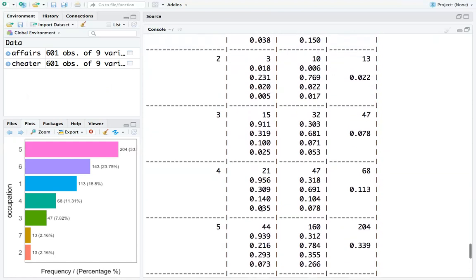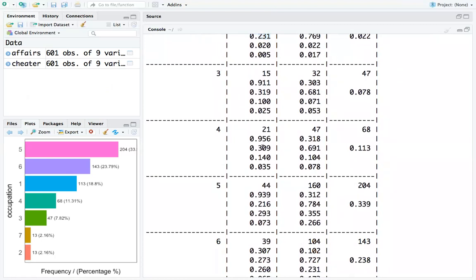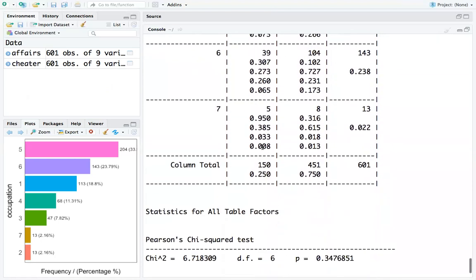We have pretty big differences. Between 23 and 30, there's a big difference. And between 23 and 38, there's a huge difference. Why did this not come out to be significant? It all boils down to, we're only dealing with 601 observations.